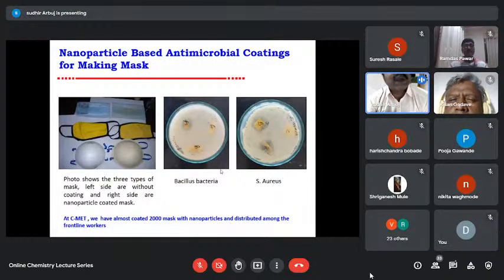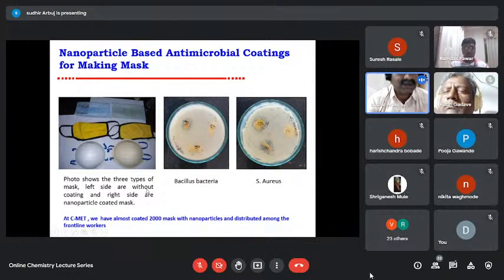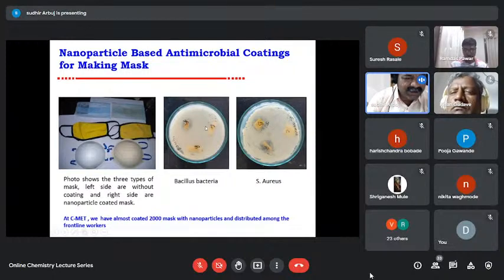To address the present pandemic situation, we have fabricated an antimicrobial coating based on our nanomaterials. We fabricated some antimicrobial masks and tested them against Bacillus bacteria and other bacteria, and we have distributed almost 2,000 masks to various hospitals and public sectors like police stations and others. So we see here these are the masks. After coating, we developed some nanomaterial-based coating. It looks like this, and we have tested it here. See, this is the cloth piece, and the growth is hampered around this cloth.